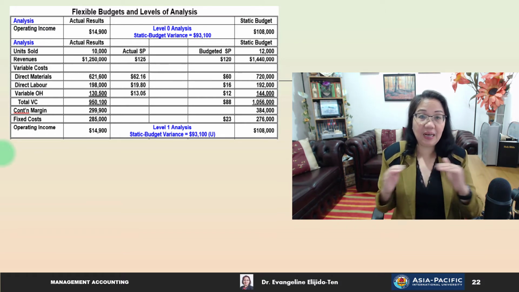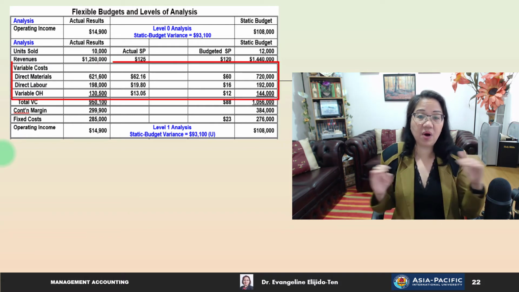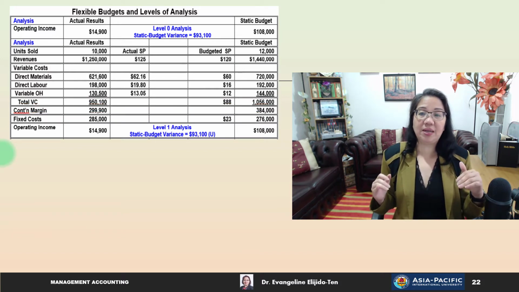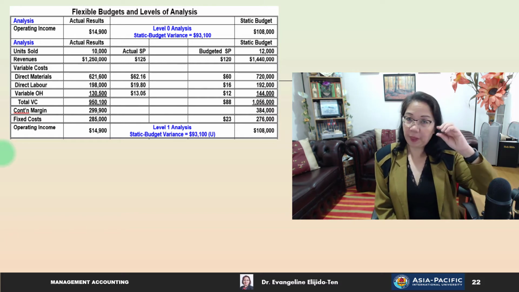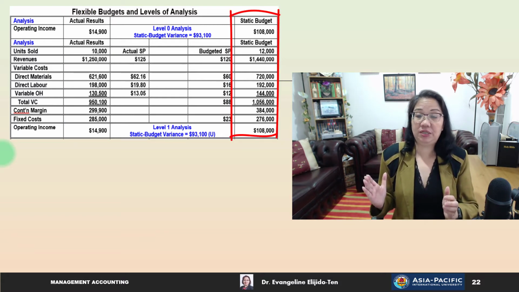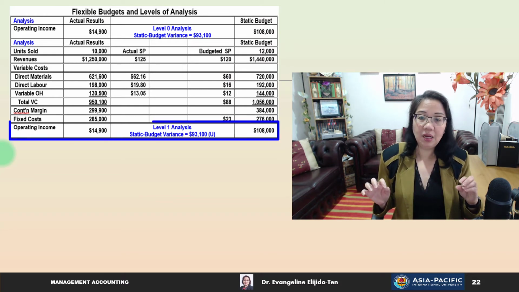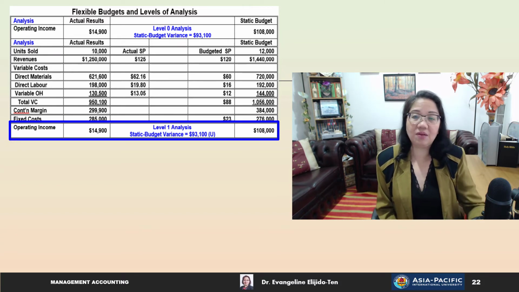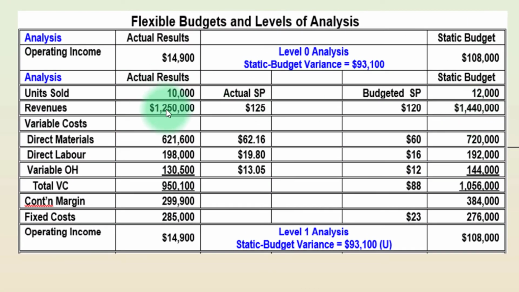If we go line by line, so we have the revenues, we have the variable costs, and we have the contribution margin calculated, and we have the fixed cost. What we are doing now is comparing the revenues, the variable costs, and the fixed cost for actual results and the static budget. And that might be a little bit more meaningful, and that's what we refer to as the level 1 analysis. More meaningful because then we can see here that, for example, no wonder our actual sales is only $1,250,000, because we only sold 10,000 units, but we were budgeting to sell 12,000 units, and so we did not achieve our budgeted sales revenue of $1,440,000.